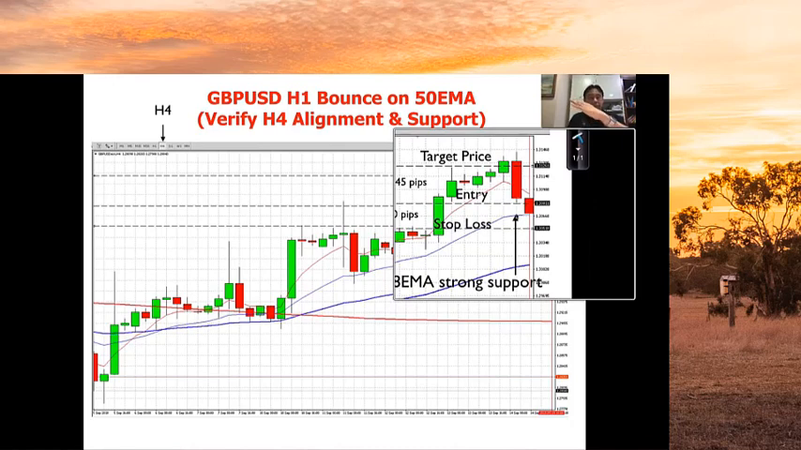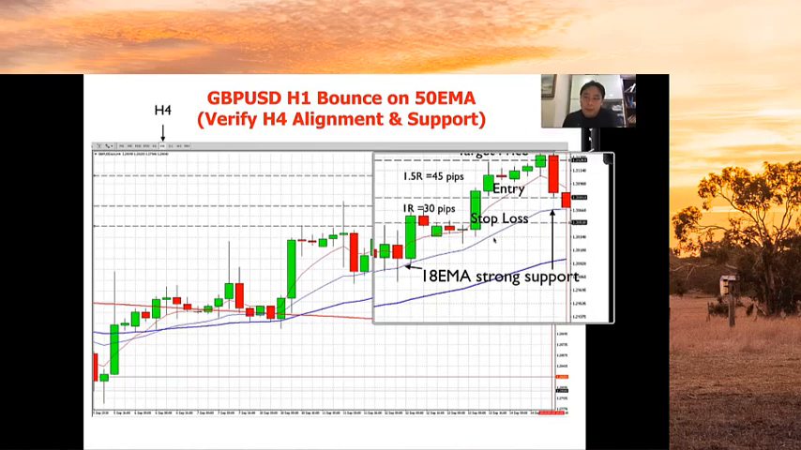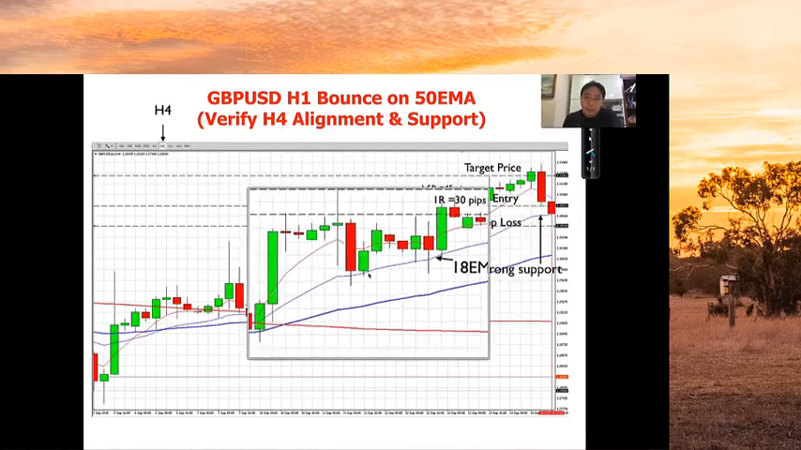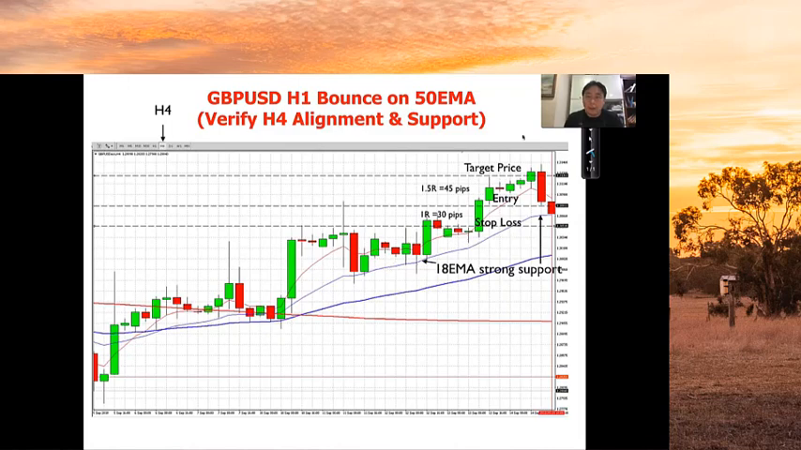The 18 EMA is a support that's protecting my stop loss, that I know the price is unlikely to break. Now, how would I know that? Because I want to see that the 18 EMA has been tested before as well. So you can see that over here, the 18 EMA has been a strong support. That gives me extra confidence that it's a strong support, and this is going to be a support. So the price is likely going to bounce and not hit my stop loss. In other words, I want to see that there's a support at H1 and a support at H4.